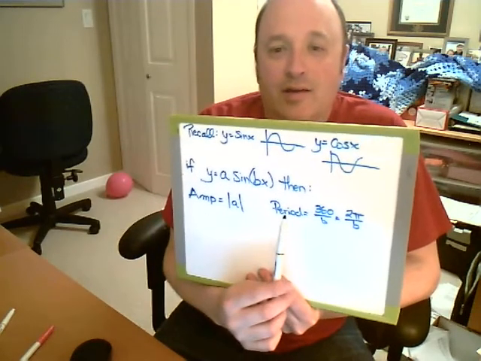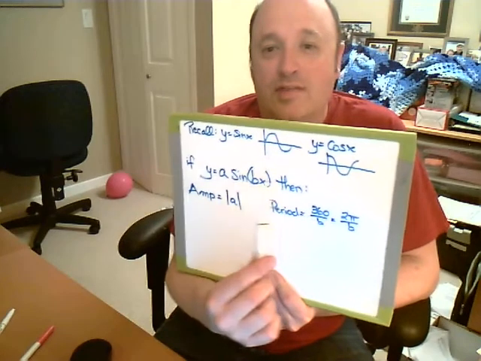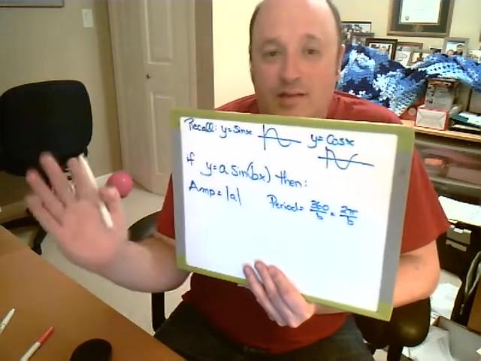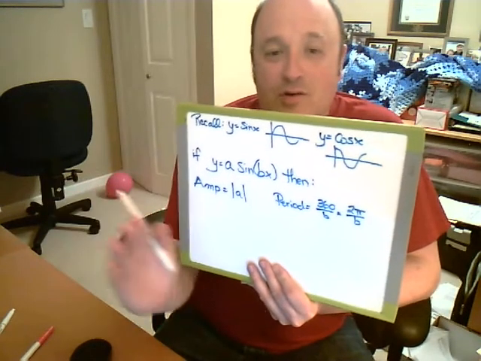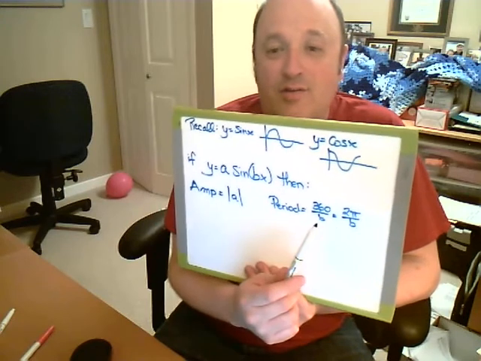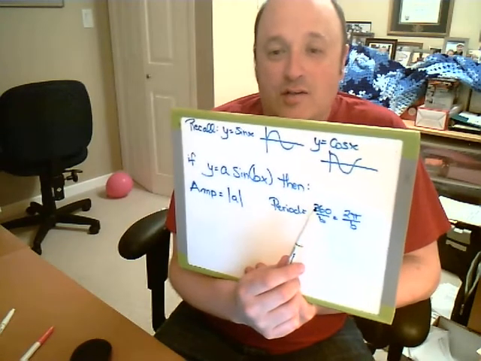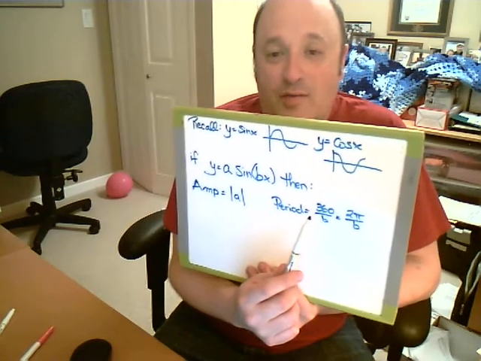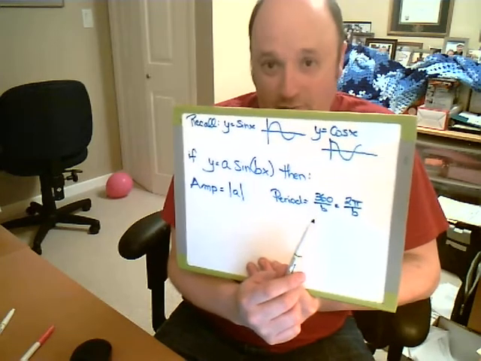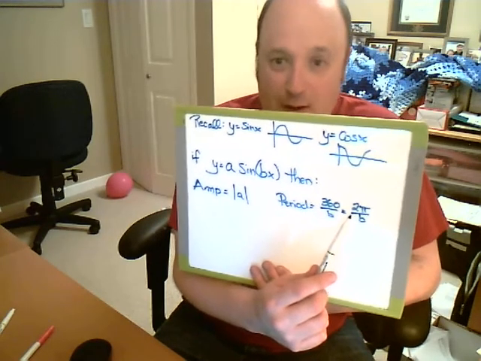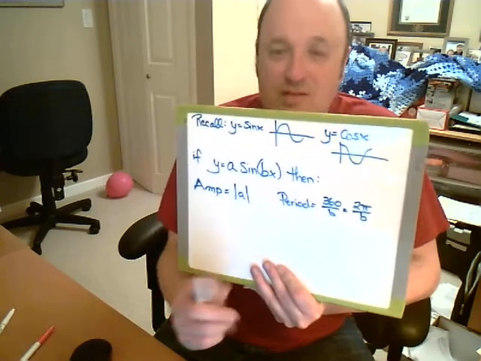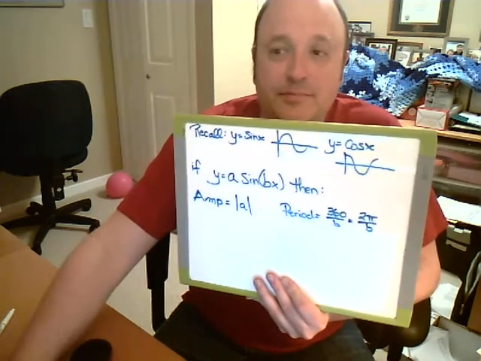And your period, right? The length of the wave. Well, that's a horizontal expansion or contraction, so that's like your b value. And so it's your period divided by your b value. Or if you're using radians, it could be 2 pi divided by b. So let's just have a look at some quick examples.